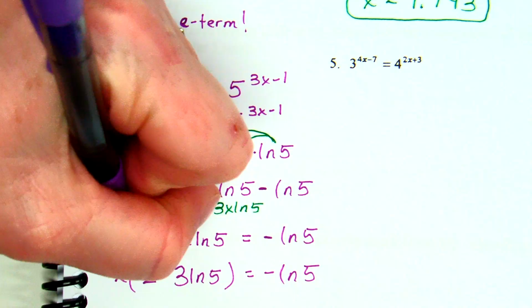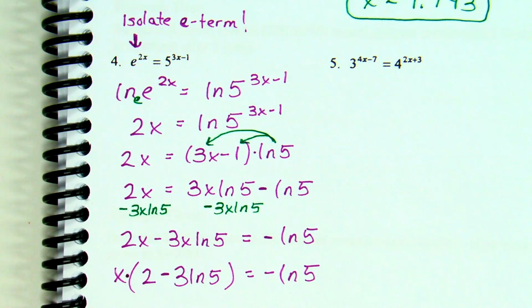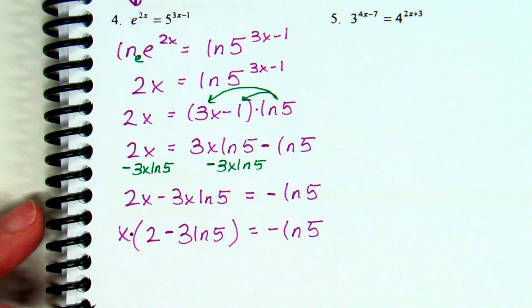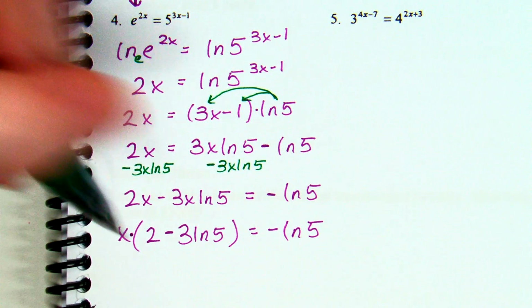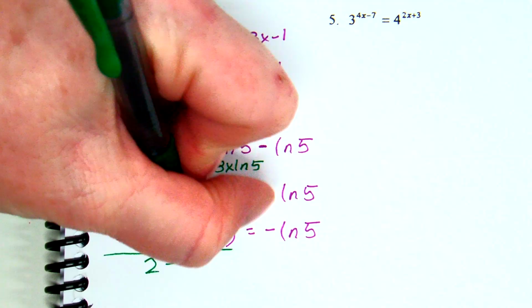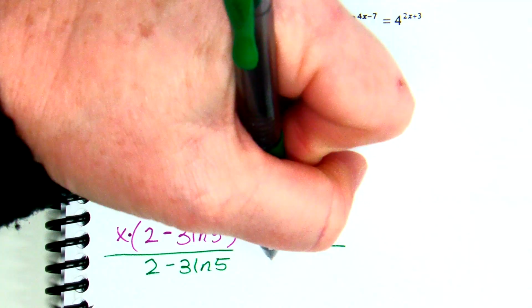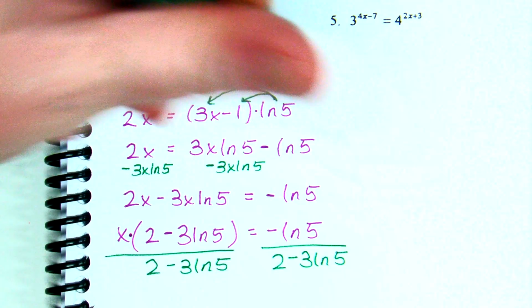So now, can you take the ln 5 and divide it by the other ln 5? No. You guys keep wanting to do that. No. Okay, I have x times a quantity equals negative ln 5. If it's x times something, now what am I going to let you do? Divide, but what are we dividing by? That whole thing in parentheses. So we're dividing by 2 minus 3 natural log of 5.